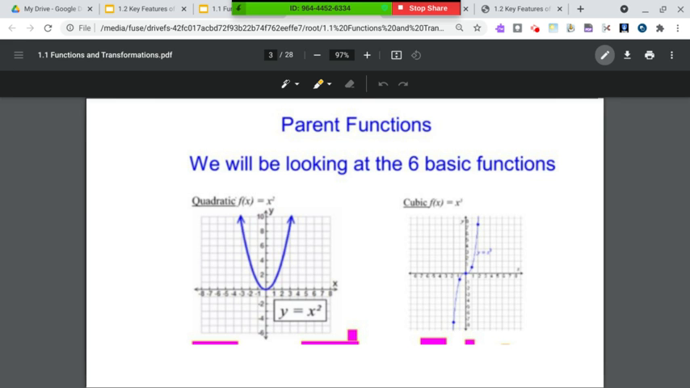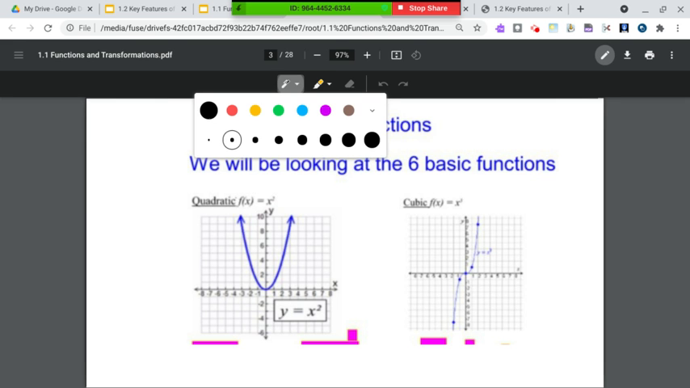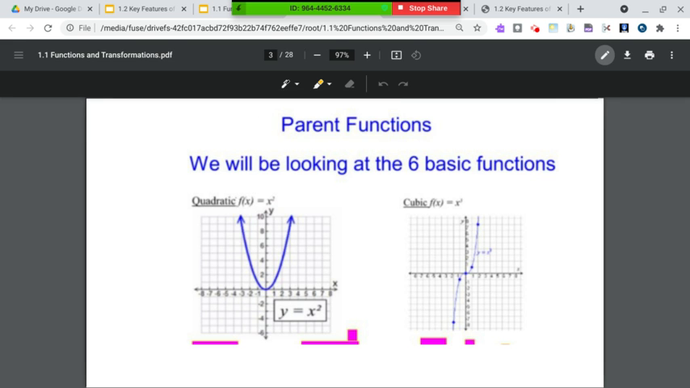So the first two are the quadratic function and the cubic function. The parent function of a quadratic is y equals x squared, and of course, the graph is the parabola. And for a cubic function, y equals x cubed, x to the power of 3.